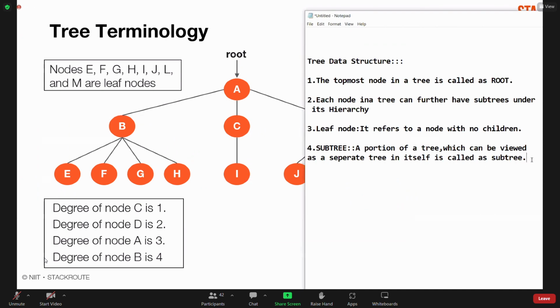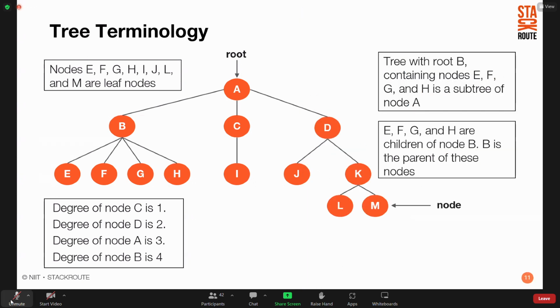Ma'am, in the diagram they have said E, F, G, H is a subtree. No, E, F, G, H are leaf nodes. Is it a subtree of node A? You separate it with commas: the tree with root B contains nodes E, F, G, and H. It's a subtree of node A. What is wrong in this definition?